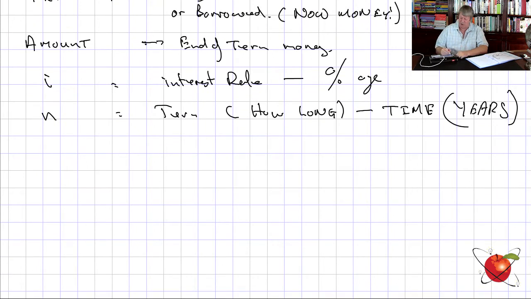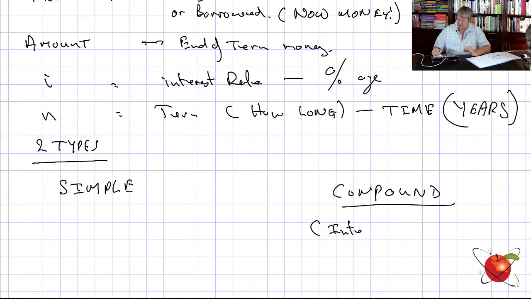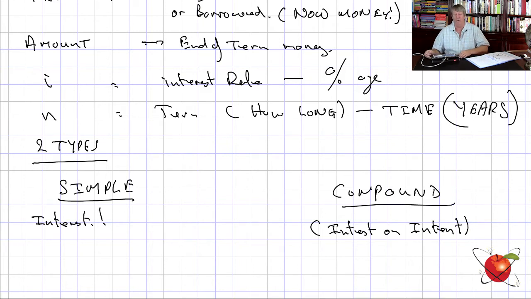Now, the next bit is we've got two kinds of interest, two types. We've got simple and compound. And I think it was Albert Einstein that said compound interest is the most powerful force in the universe. Because what he was saying was that the money that you've invested in compound gets interest on top of the interest. So compound is actually interest on interest. Simple interest is just interest on its own. All right?